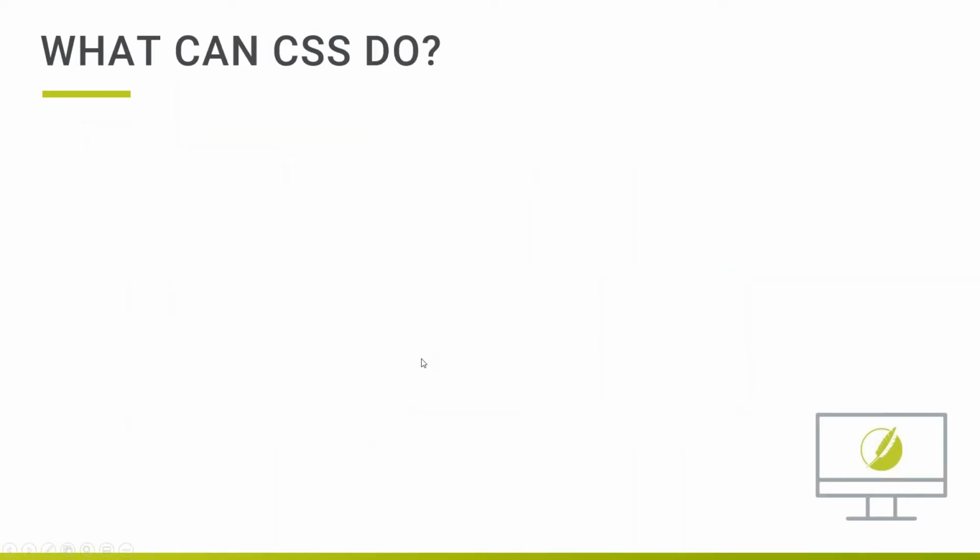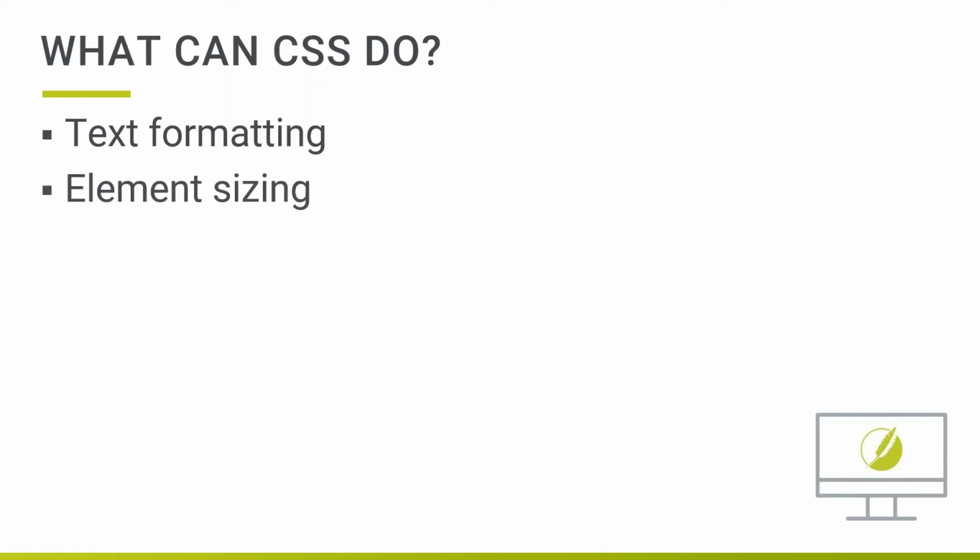So what can CSS do? This is the part that tends to surprise people. Well, it can do text formatting. Obviously, that is the one that everybody thinks of. We can make text a different size. We can make text a different color, a different font. But we can also do element sizing.